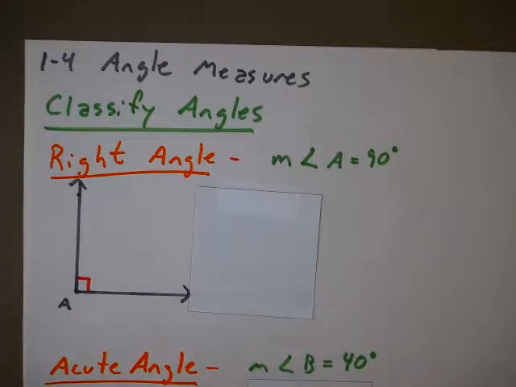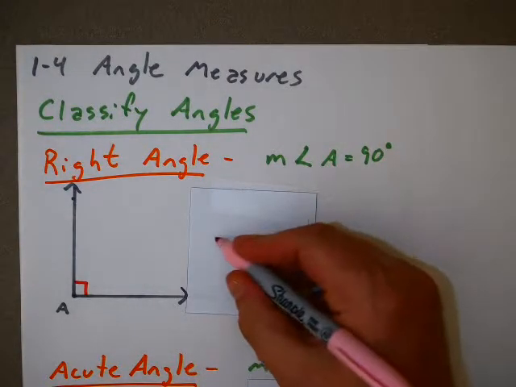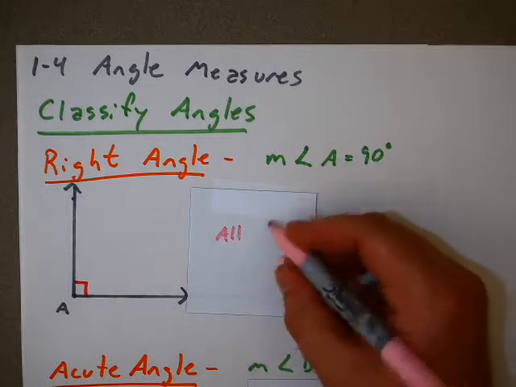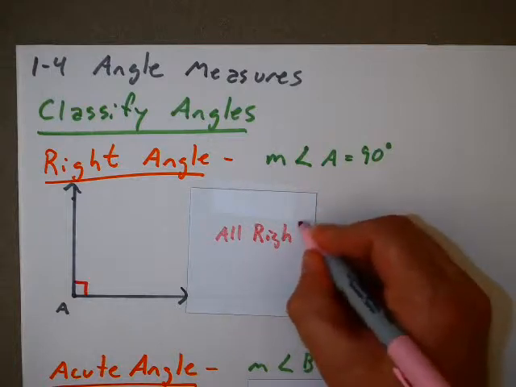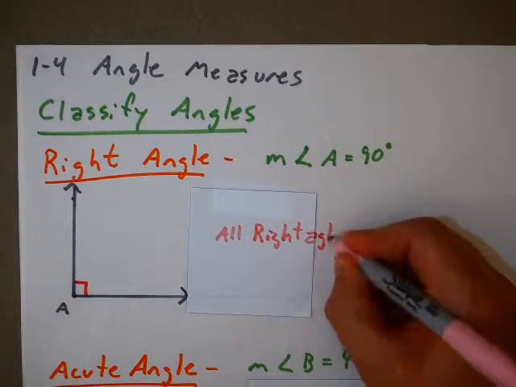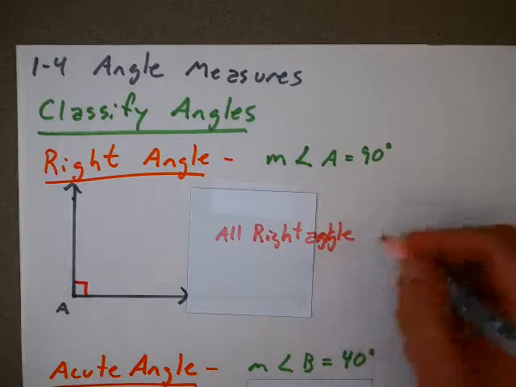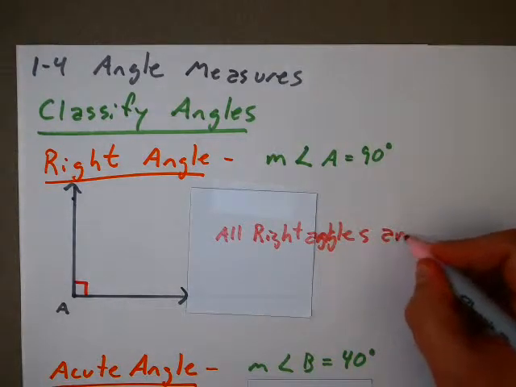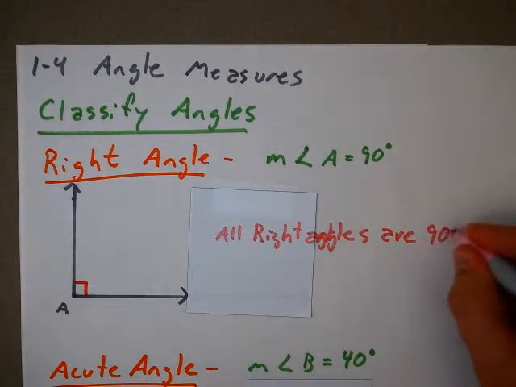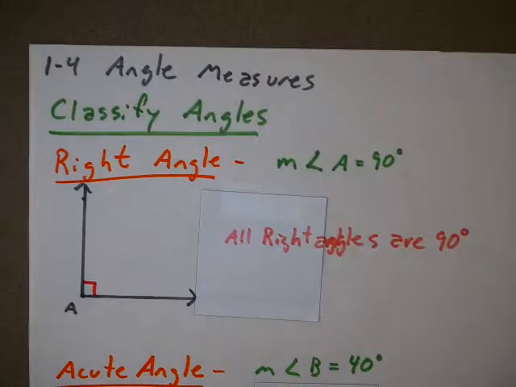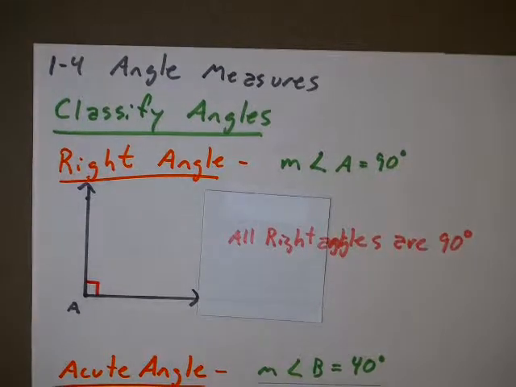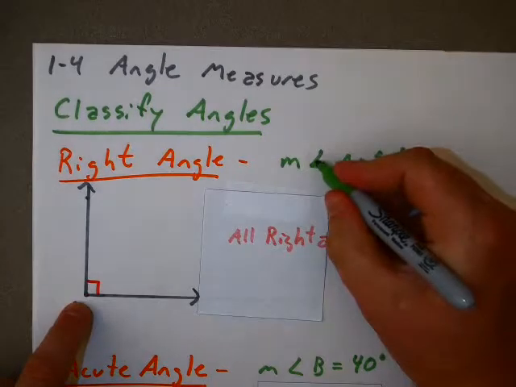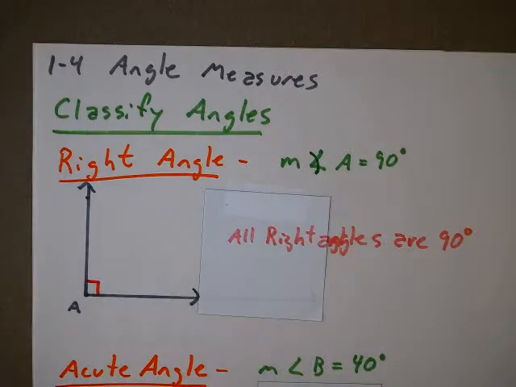So what we know from this is that all right angles are 90 degrees. I'm sorry, one thing I should point out, this M stands for the measure, so that is the measure of angle A. So the measure of angle A equals, I'm sorry, 90.